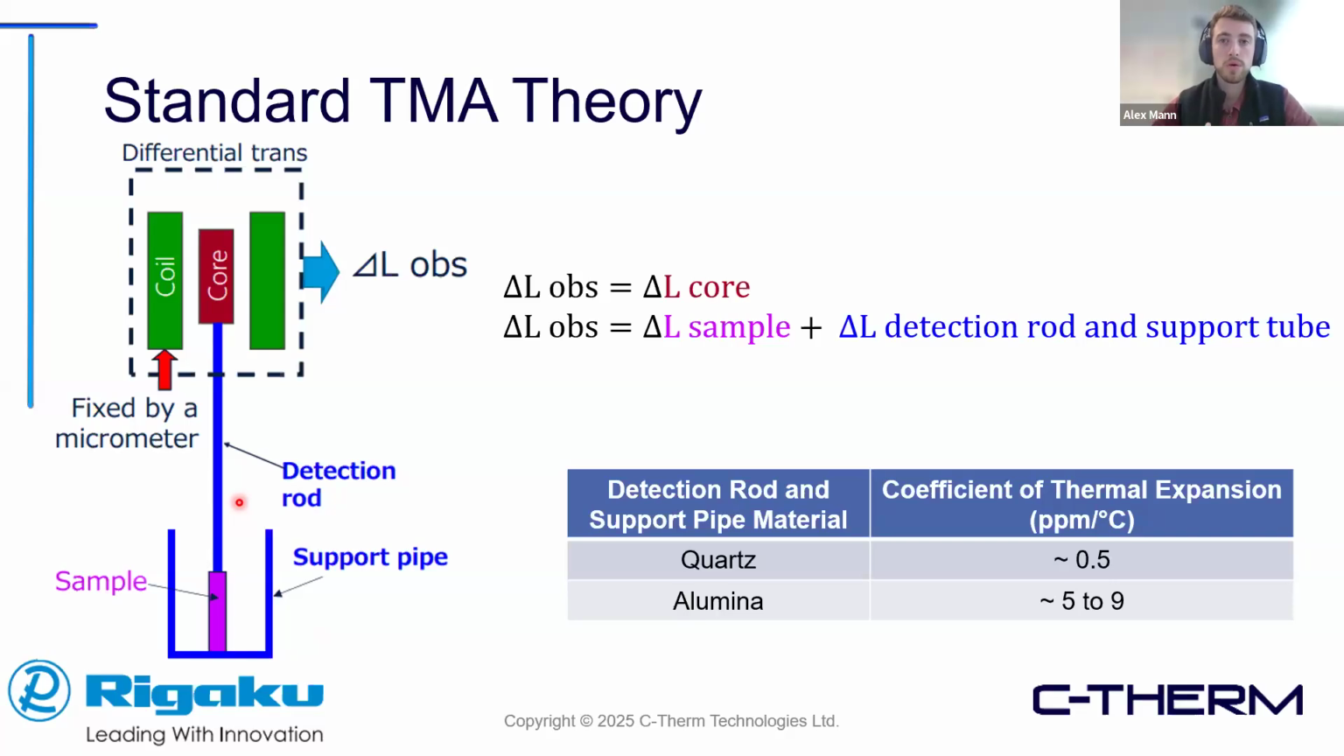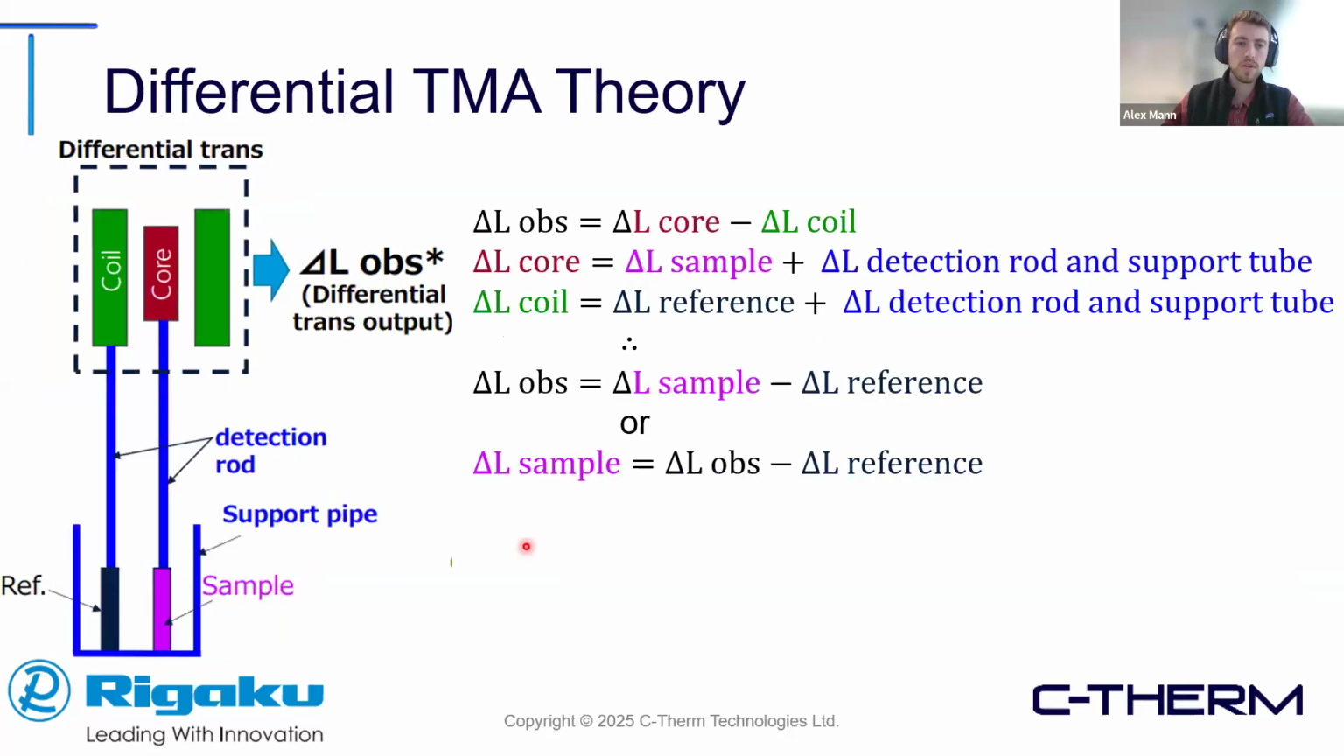So that way, we are able to negate this error even if our sample's thermal expansion is really large. As you can see here, we tend to use quartz because it has a very low thermal expansion. As we get to higher temperatures, it's made out of alumina, which then gets to around the CTE.